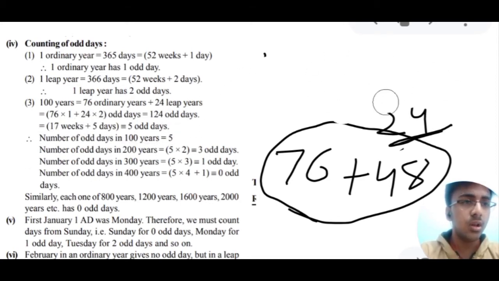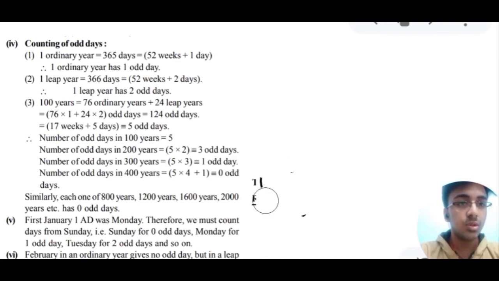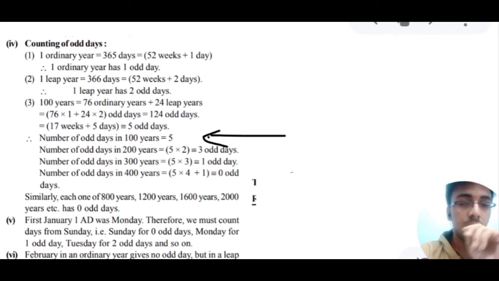You have to learn this. You can solve it in the question paper, but it will consume time. So you can just remember that in 100 years there are 5 odd days. Here you are getting the marks. So 100 years has 5 odd days. The same pattern applies for 200 years.